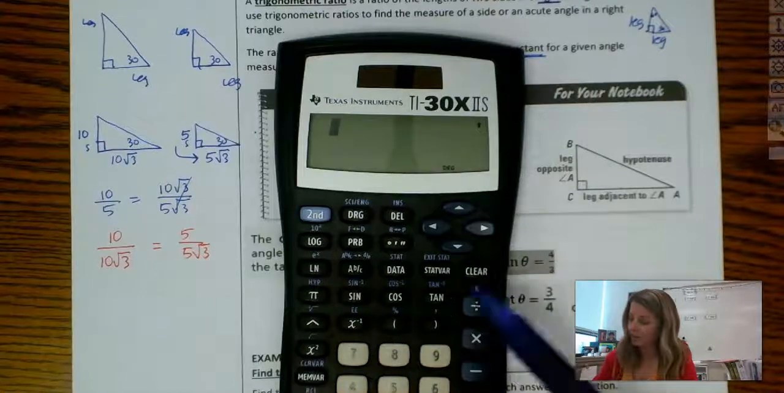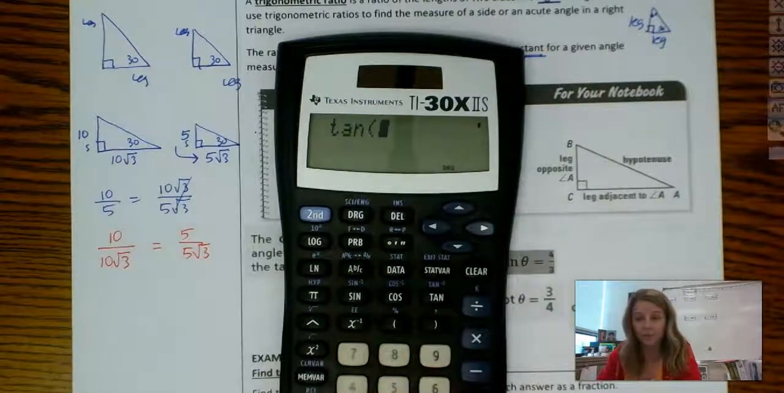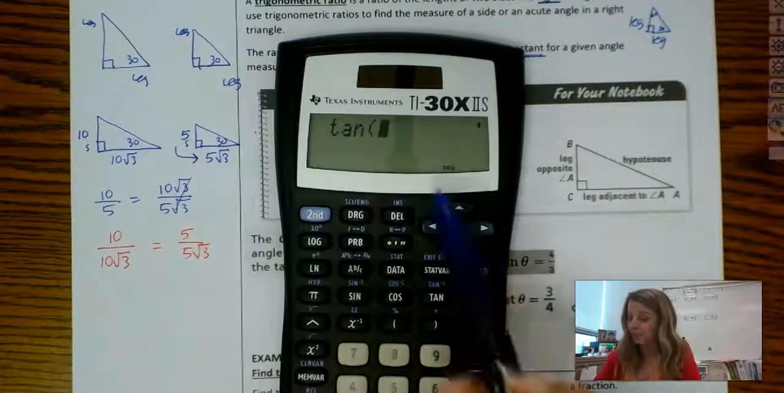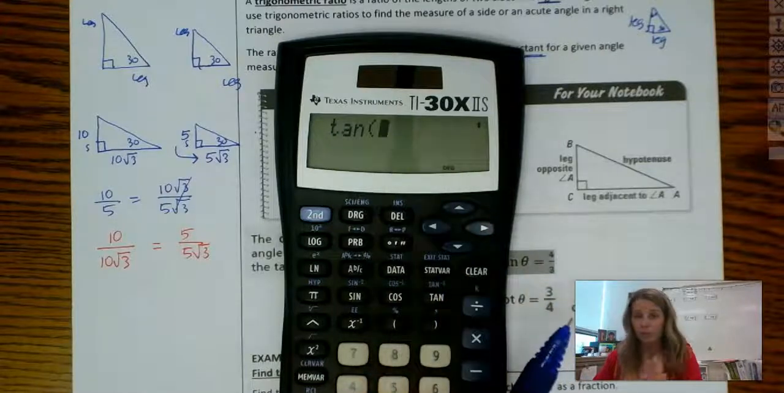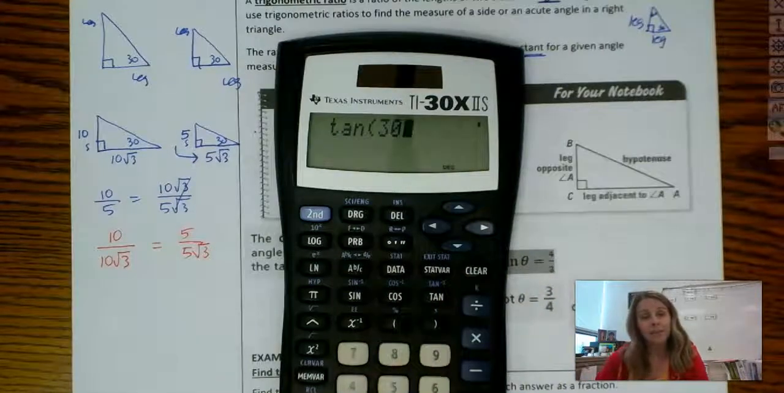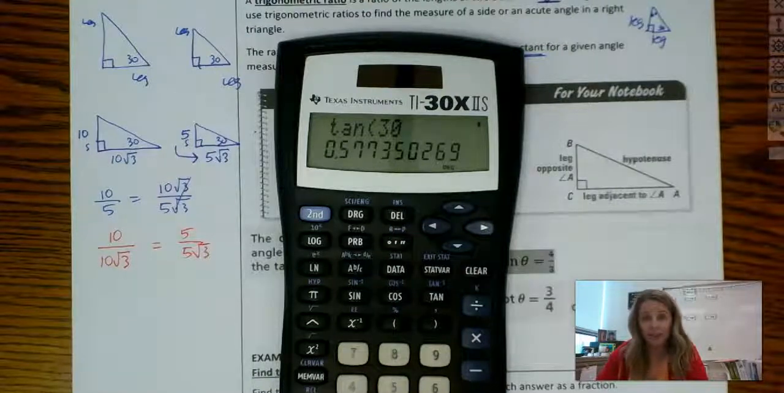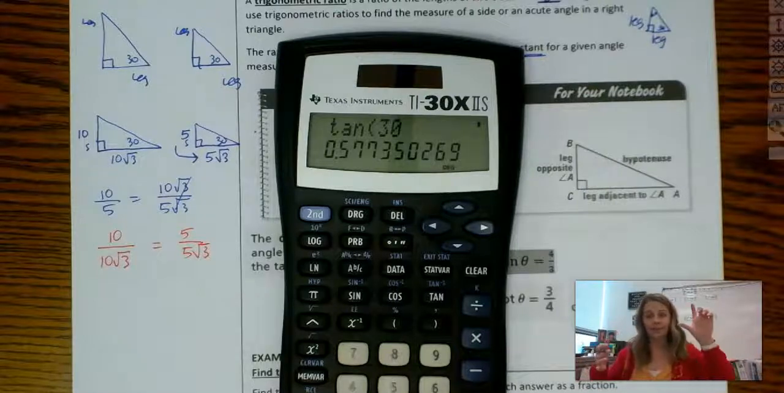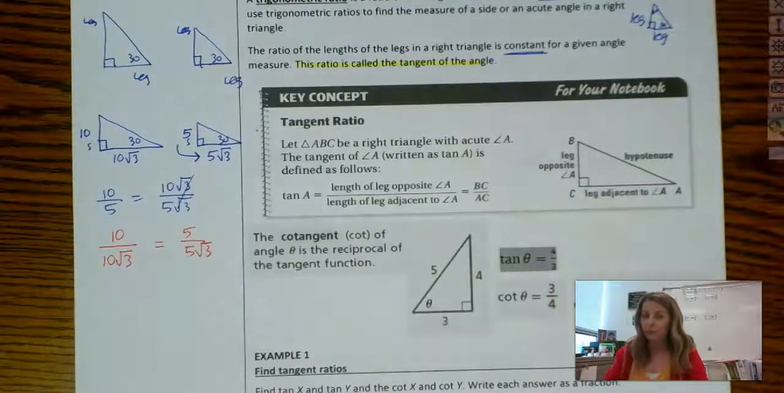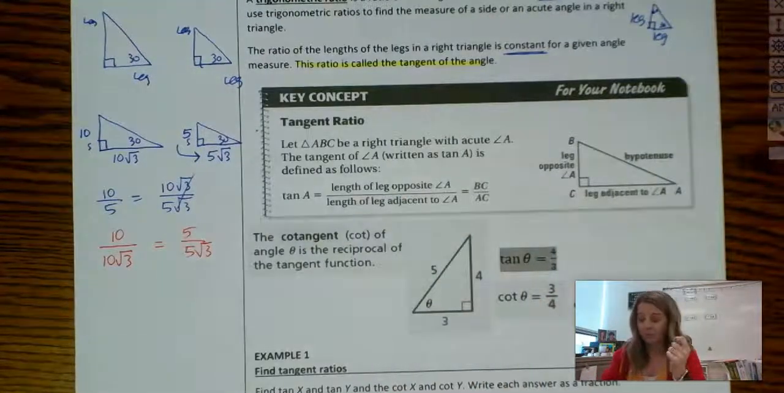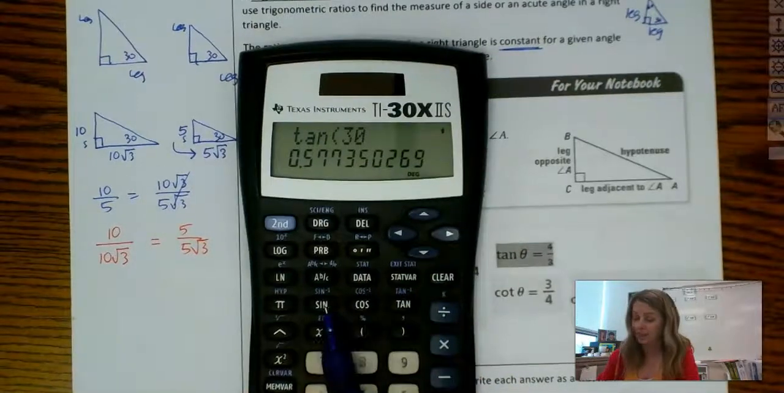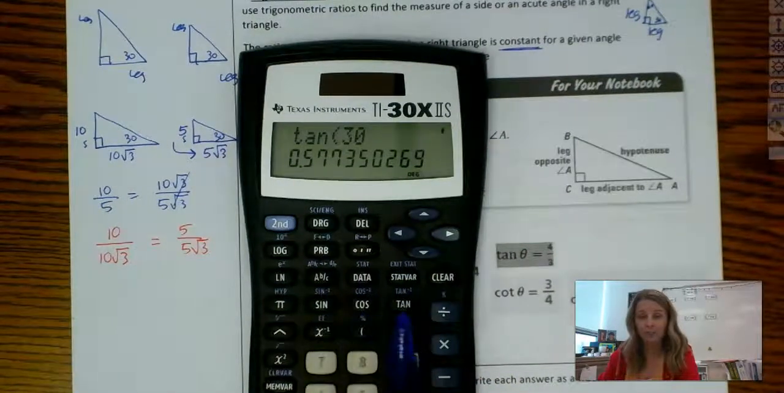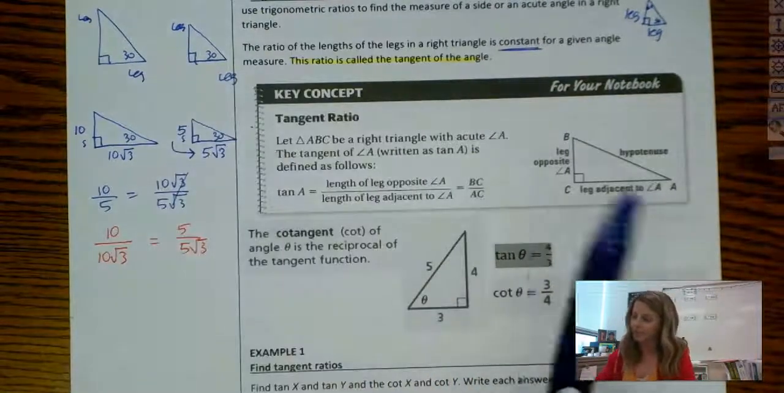So let me show you. If I use the tan button, that stands for tangent, and I type in a degree measure, and we'll get to all this in just a minute. If I take the tangent of 30, there's that exact same decimal. It's because all 30-60-90 triangles have that same ratio, because they're all similar. So we're going to talk about tangent, and then we're also going to talk about the sine and cosine buttons, and we'll get to that in the next lesson.